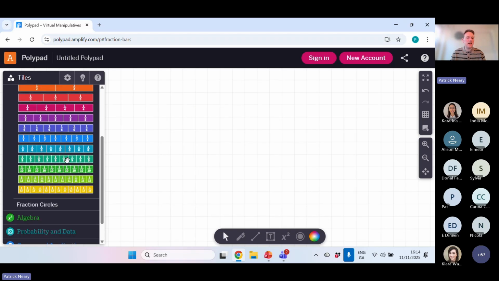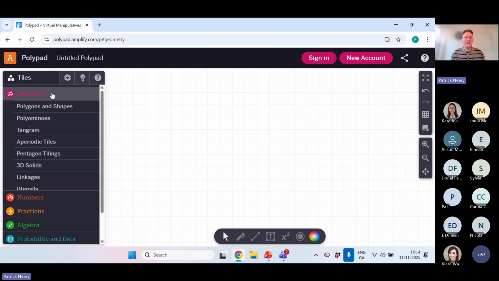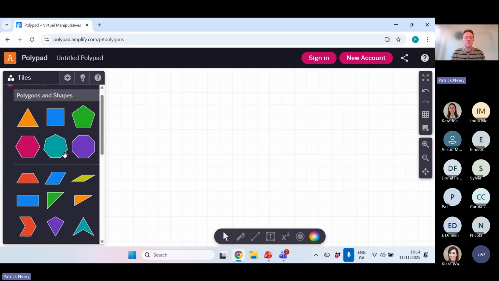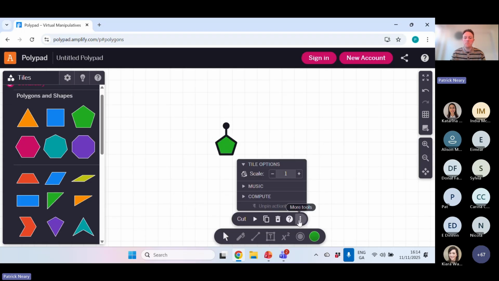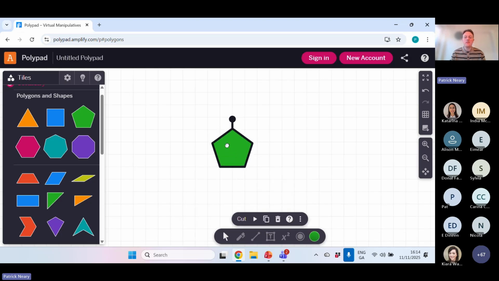And the next one is in geometry, to look at some of the different shape tools that are there. So I'm just going to pull out a pentagon. I can make it bigger if I want. I can zoom in, or I can just make it bigger here. And there's so much you can do with it. If you hit play, it will go around and count each of the vertices and the edges, and it'll play a little note. You probably couldn't hear it there because I didn't share my sound, but it'll play the note to go with it as well.